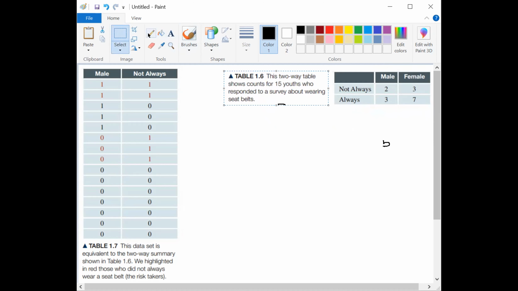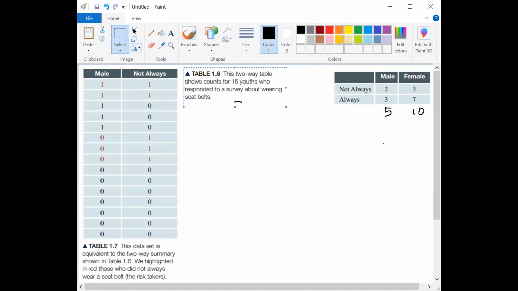That way we can go ahead, put the 5 right there. And then we've got 10 women. Oh, actually, let me move this a little further over. You can also add across the row as well.